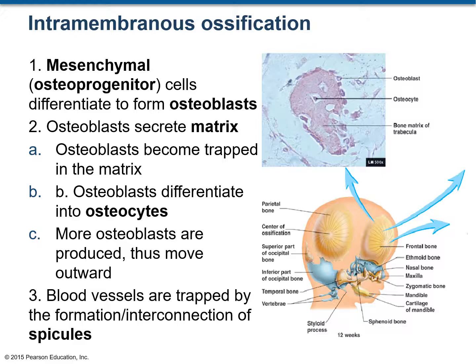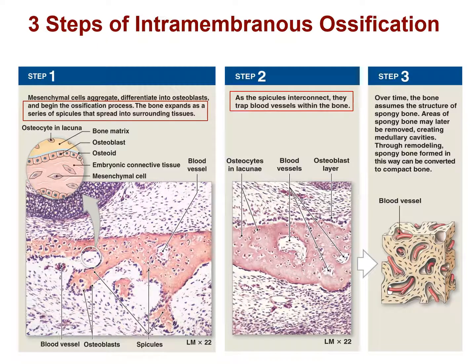So bone basically expands as a series of spicules, which are projections that spread into the surrounding tissues. The spicules soon start interconnecting with each other, and as they do so, they trap blood vessels within the bone. Initially, spongy bone is created, but soon areas of spongy bone are removed, and that creates the medullary cavities. Later on, through bone remodeling, the spongy bone can be converted into compact bone.